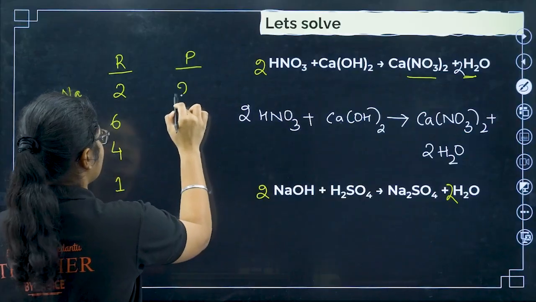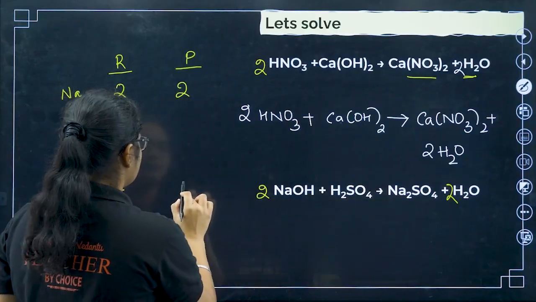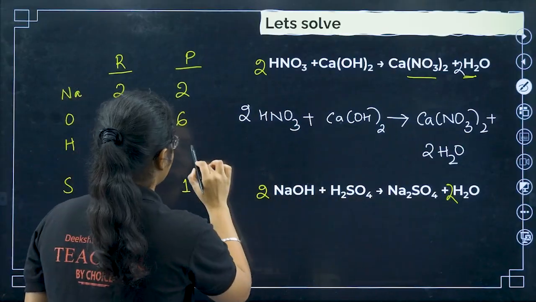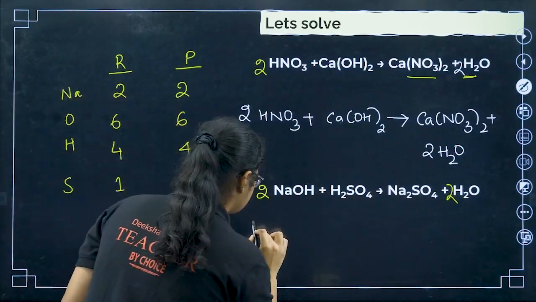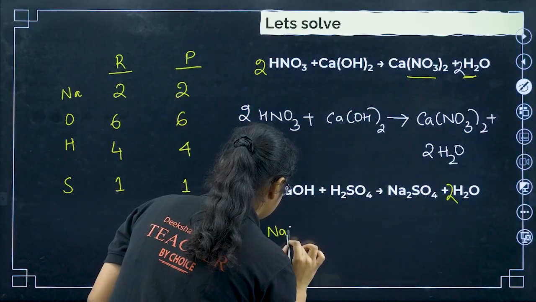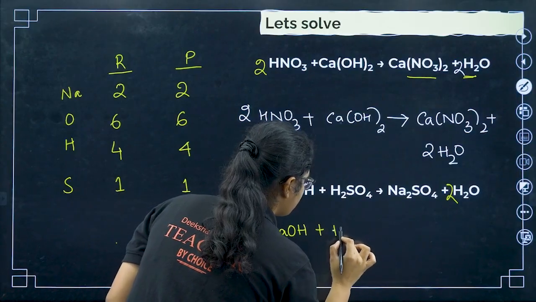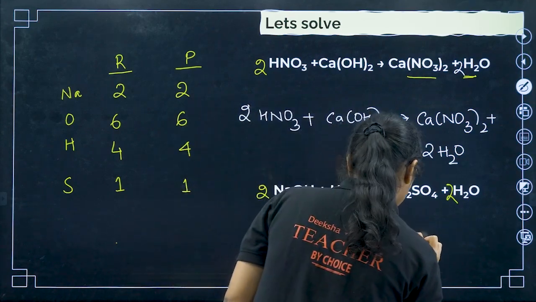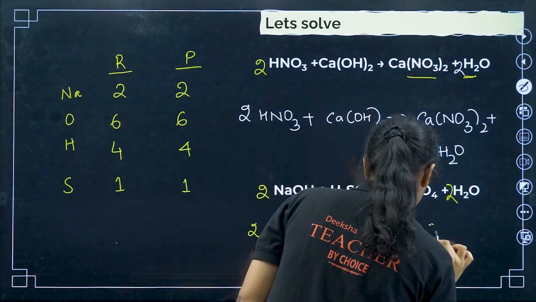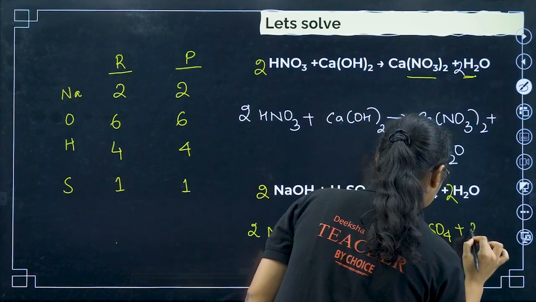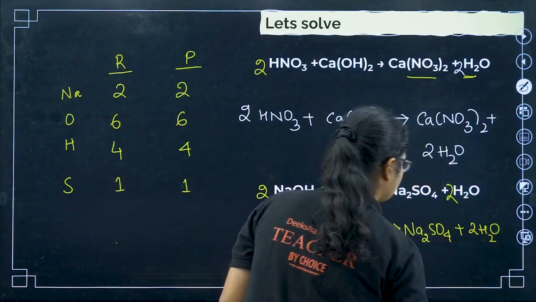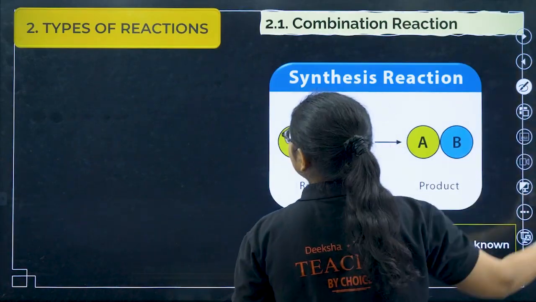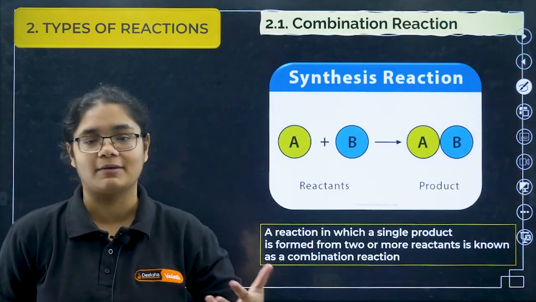Let us try. Again I have 2 Na, then I have 1 sulfur, oxygen here 4 and here 2, so oxygen I have 6 and hydrogen I have 4. So what is the final equation I have? 2NaOH plus H2SO4 gives Na2SO4 plus 2H2O. Okay, clear? Fine. Now let's move to the next topic, that is types of chemical reaction.